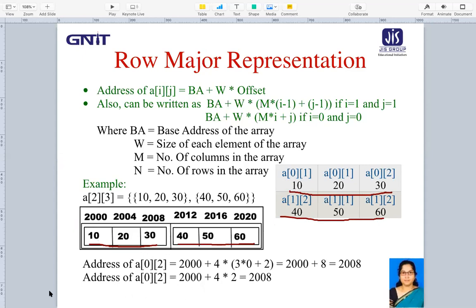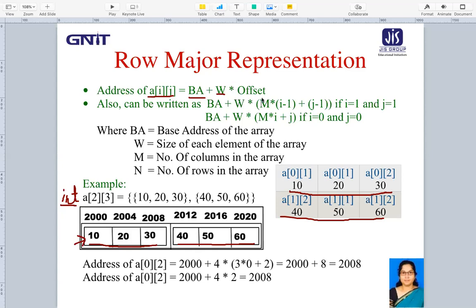Now, for calculating the address of any given element or any given index in the array, we can use two formulas. The first formula uses the offset. Offset is how far that element is from the beginning of the array. So we can use the formula: base address, which is the starting address of the array, in this case 2000, plus the size of each element of the array. In this case, I am using int. This is very important. If it is float or char, then it will change. And if it is double, it will change. So for int A23, the size is W, into offset.